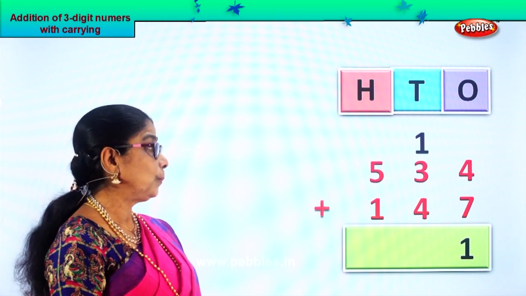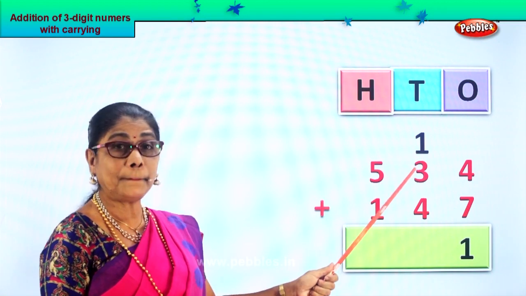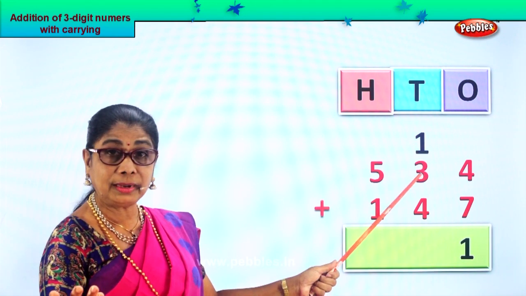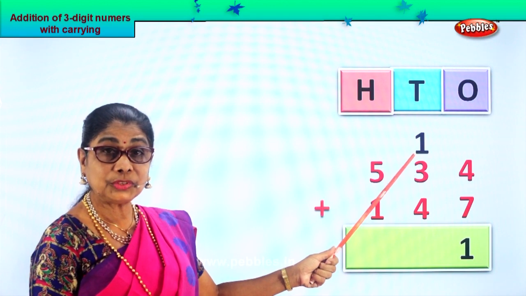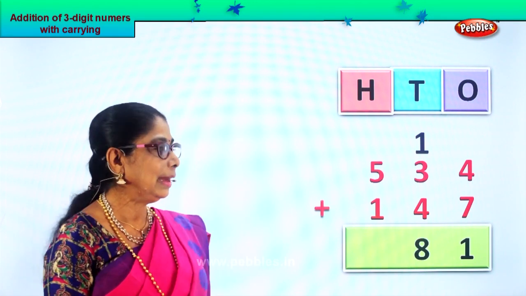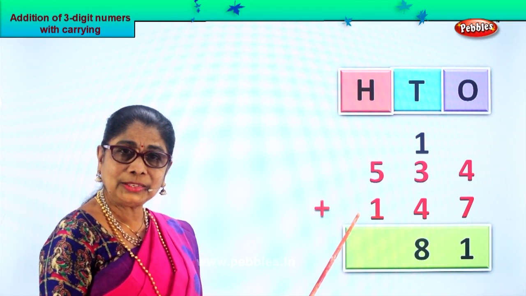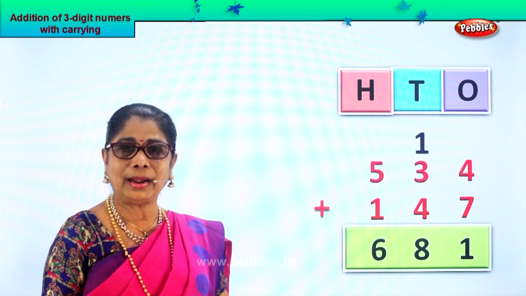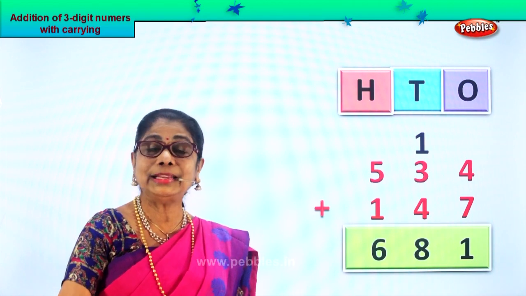Let's add all the tens now. We have 1 ten and 3 tens and 4 tens. Let's add them up. What is 1 plus 3? 1 plus 3 is 4. Now 4 in the mind and take 4 fingers. After 4, 5, 6, 7, 8. So 4 plus another 4 tens make 8 tens. So we put 8. Let's go to the hundreds place. In the hundreds place we have 500 and 100. What is 5 plus 1? Good, 6. So you get 6, 8, 1. Your answer is 681. 681 is your answer.